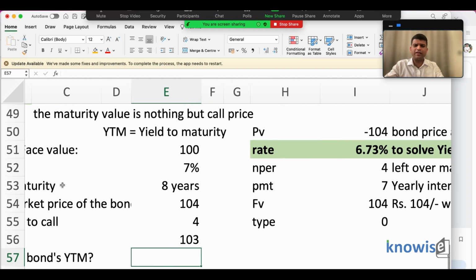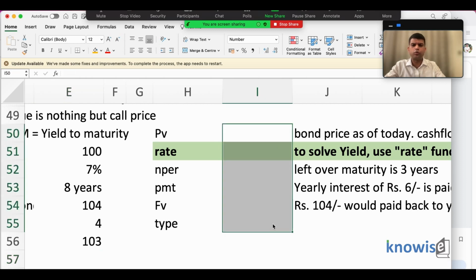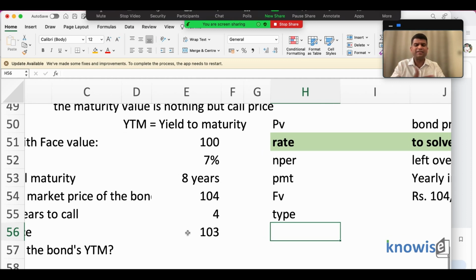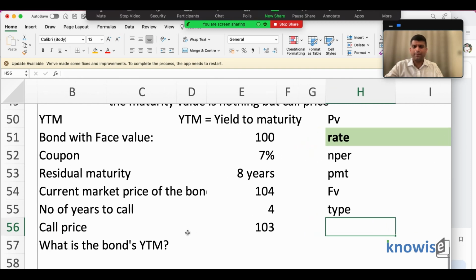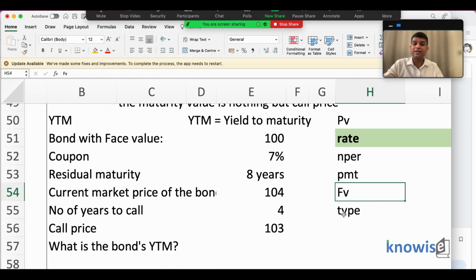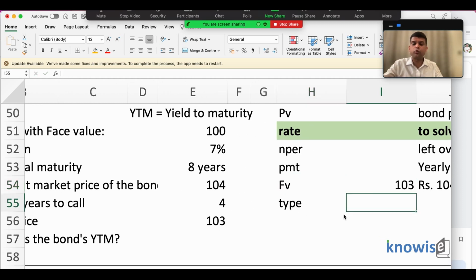So how will we solve this? Very similar to the previous one. All you need to do is write down the information here. Yield is nothing but you need to apply the rate function. Let's go with face value first. When the bond is being called back, remember the question is what is yield to call, YTC. When the question is yield to call, the general assumption is that you are surrendering the bond when it is being called back after 4 years. So when the bond is being called back after 4 years, the call price is 103 rupees. That means the company is going to pay back 103 rupees, not 100.